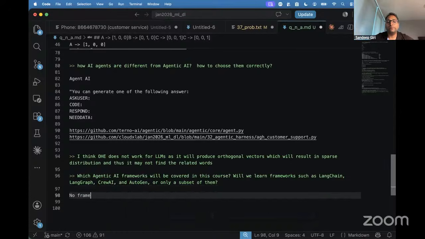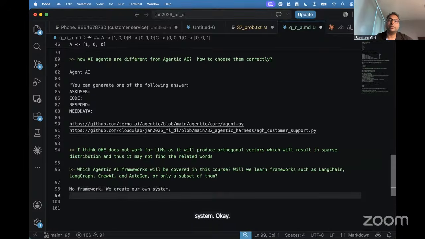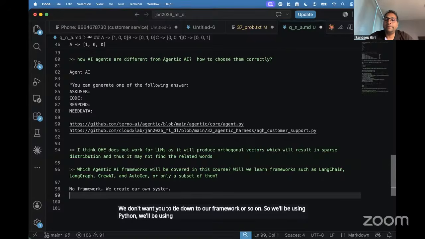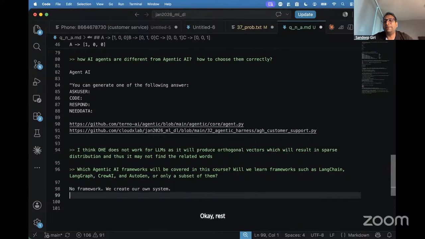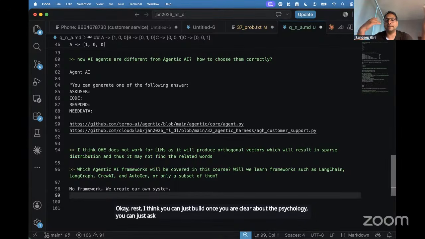No framework as such. We create our own system. We don't want you to be tied down to our framework. We'll be using Python, and basically the API call to OpenAI or Claude, and that's it. Once you are clear about the psychology, you can just ask Claude to build the entire thing for you, and then you don't have to code anything there.